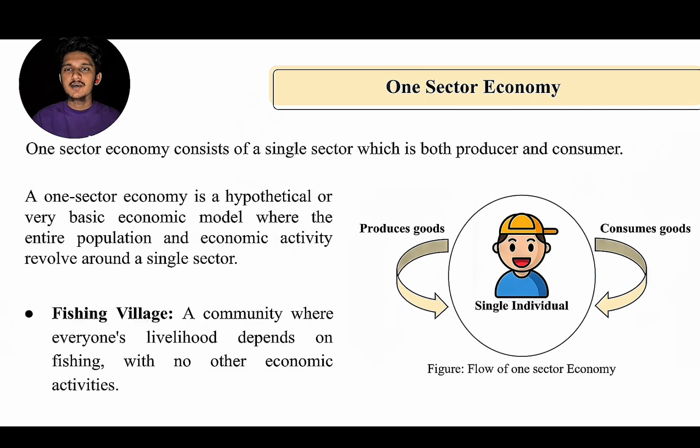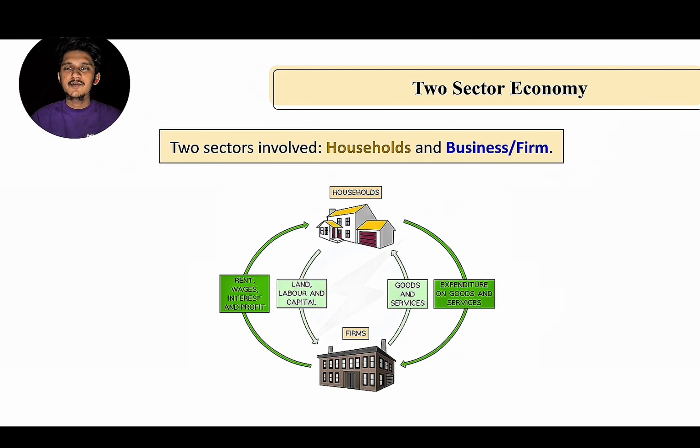Now let's move to a more practical model, that is two sector economy. In a two sector economy, we introduce businesses or firms along with the household. These two sectors interact like household provide factors of production to firm. The factors of production are land, labor, capital and organization. In return, the business pay rent for the land, wages for the labor, interest for the capital and profit for the organization. Firms or business use these factors of production to produce goods and services. Households spend their income to buy goods and services from the business. This completes the circular flow.